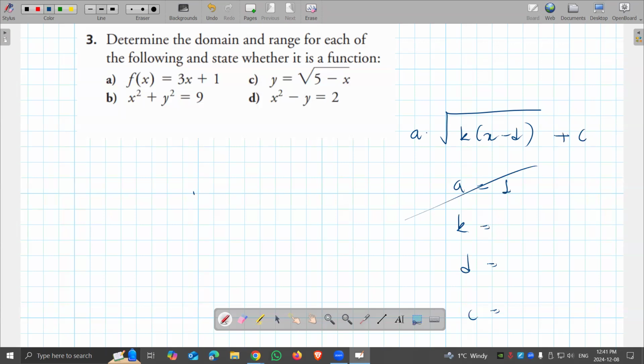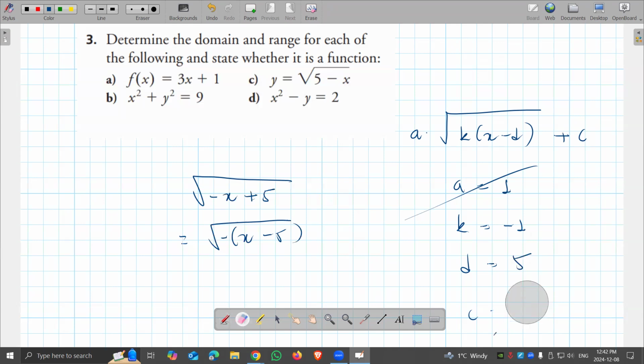K is always the number that's multiplied with the x. I'm going to write it like this. So as you can see, k is -1. What about the d? That's a trick question. It's +5. I think you fluked it. It is right. What you need to do is take out the minus sign here. Always, the k needs to be outside of the bracket. So when you take the -1 out, you get x minus 5 inside the function, which makes d a +5. And c is 0, so you can ignore this.